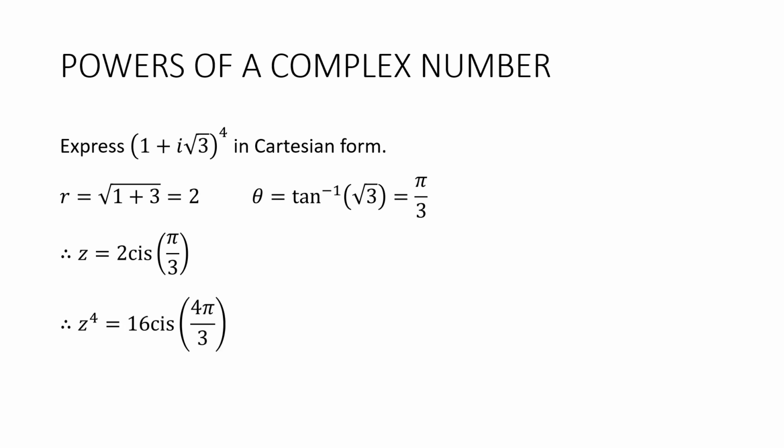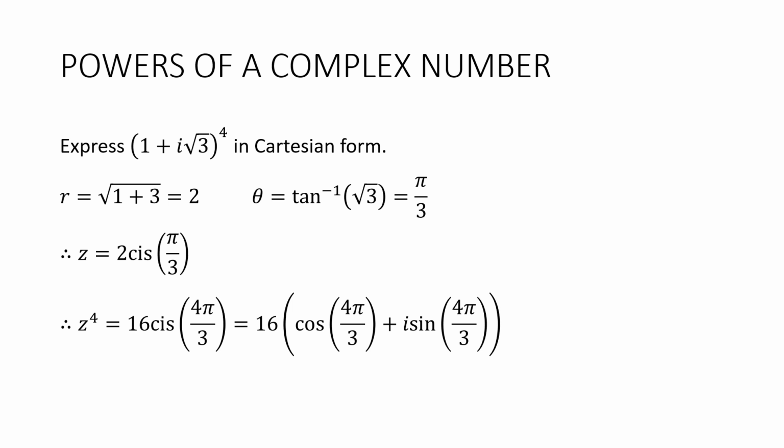So z to the power of 4 is going to be 2 to the power of 4. And de Moivre's theorem says that we're going to bring that 4 down in front of the argument here. So it's going to become 4π/3. Now if we want to go into Cartesian form, we're just going to expand this out and use exact values. And tidying it up, we end up with -8 - 8√3 i.